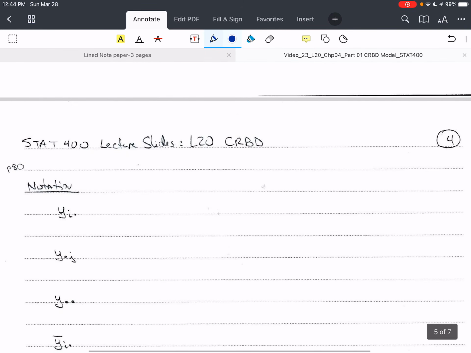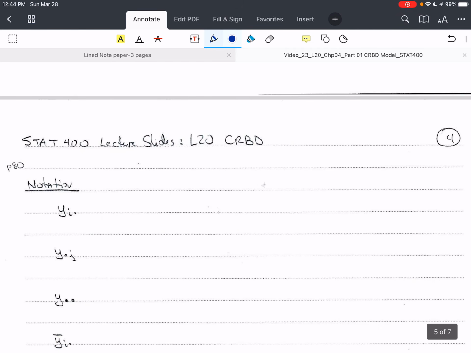Now, let's look at some notation here. And so we have y i dot. This is the sum. This is not a mean. I don't have a bar here. So we're summing over, so we have yij. If we have a dot here, that means we've summed over this second index. So that's going to be the sum from j equals 1 to b of yij.